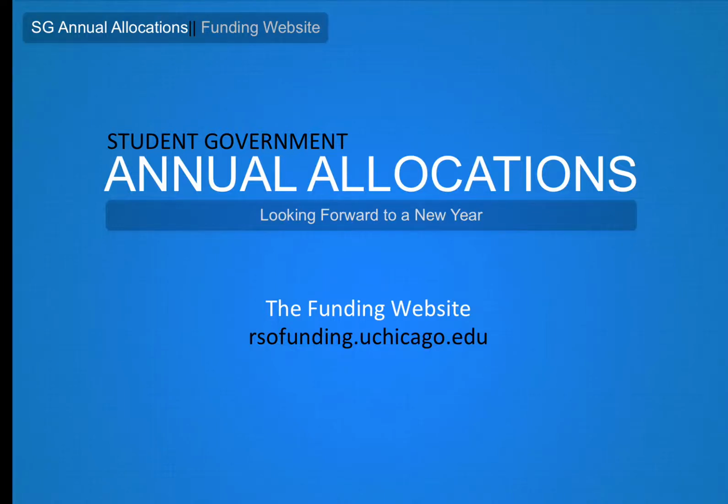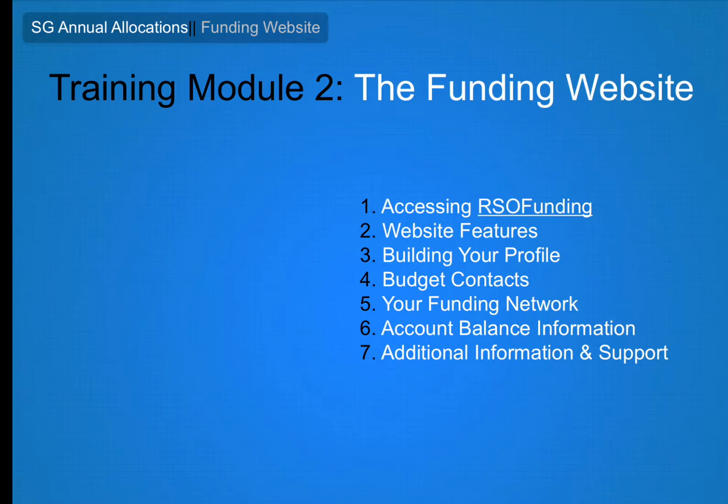Welcome to the second training module for Student Government's annual allocations. This module will focus on the funding website, including how to access the funding website and register your budget team, the features and resources available on the website, and how to build your RSO's profile, including your contacts, information about your funding network, and your account balance.